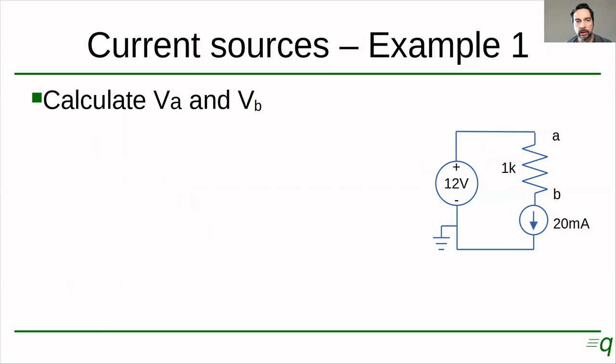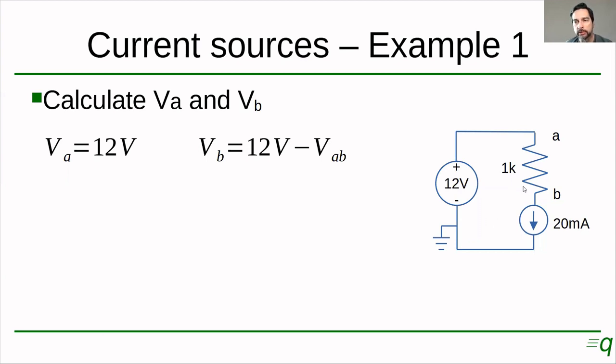Now, let's have a look at another example. Again, we have the same circuit as in the previous slide, only the current source, instead of being 5 milliamps, is 20 milliamps. So we start the same as the previous problem. The voltage on point A is going to be 12 volts, right? Because it's set by this voltage source. The voltage on point B is going to be 12 volts minus whatever drops on the resistor, same as before.